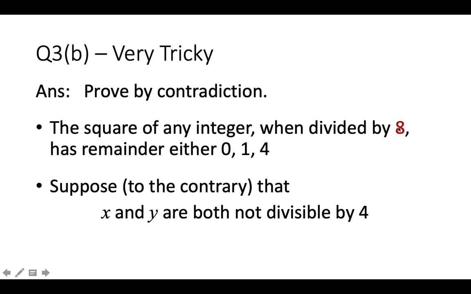Now when the square of a number is divided by 8, the remainder can only be either 0, 1, or 4. You can prove this by cases. I'm not going to give you all the details, but this is a high-level idea. So first of all, when a square number is divided by 8, the remainder must be 0, 1, or 4. Now here, we suppose to the contrary that x and y are both not divisible by 4. So what will happen?